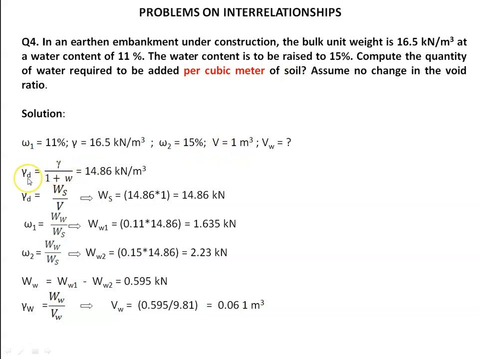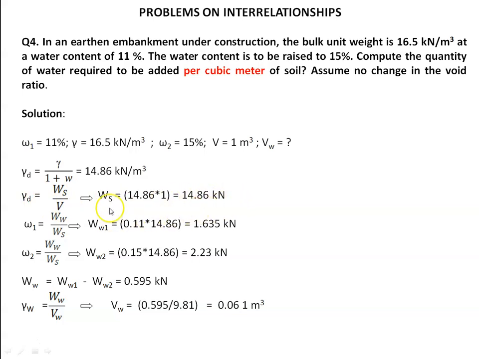Then, because bulk unit weight and water content are given, we can find the dry unit weight, which is equal to bulk unit weight divided by 1 plus water content. So what is dry unit weight? It is the ratio of weight of solids to the total volume. So knowing the value of dry unit weight from this equation, we can estimate the weight of solids, which is equal to dry unit weight multiplied by volume of soil, which is 14.86 kilonewton.